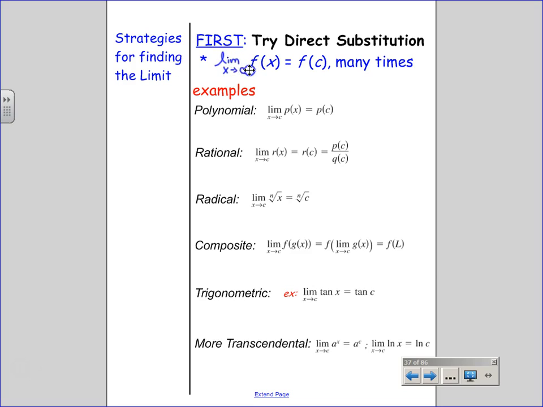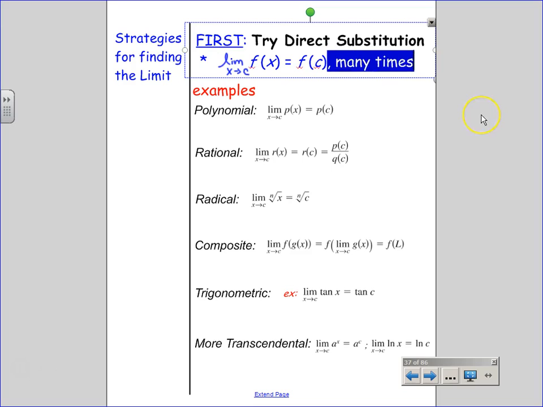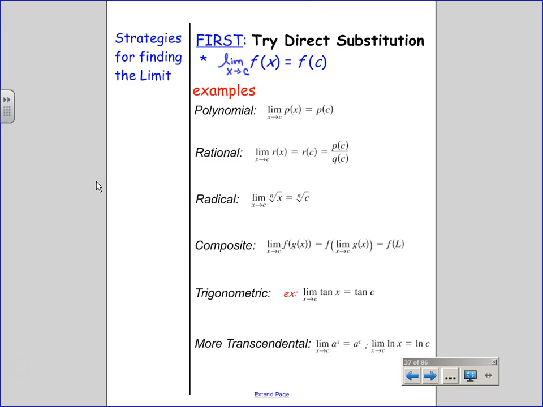And if, I think I moved him for some reason, I'm sorry. And if it works to plug in c to f of x, f of c, which many times it will work, I just don't like the many times there, that's awkward. Try direct substitution, and if f of c exists, then f of c equals the limit, and we're done.